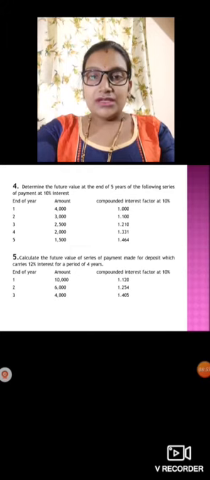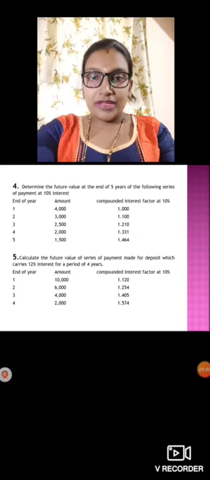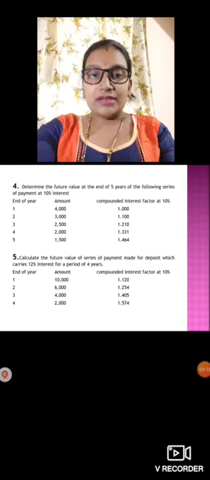Then third year we have 4,000 amount invested there. Then the compound interest factor rate you have is 1.405. Okay, then fourth year 2,000 has been invested, and the compound interest factor at 12% you have is 1.574.